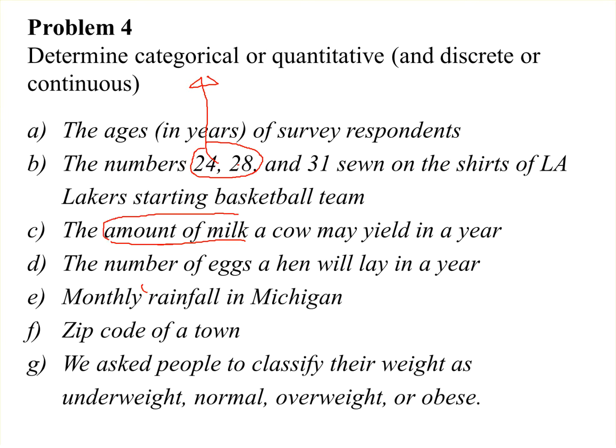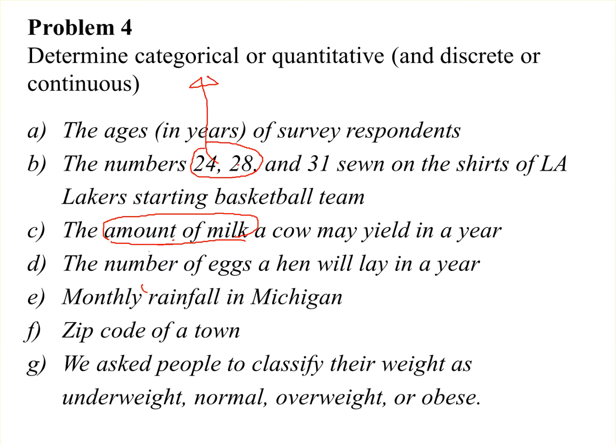The next one is the amount of milk a cow may yield. The amount of milk, certainly it will be a number. How many ounces, how many liters, right? So in this case, it's going to be quantitative. And you really cannot use your fingers to figure out how many ounces. You have to use some container to measure the amount. So it's continuous.